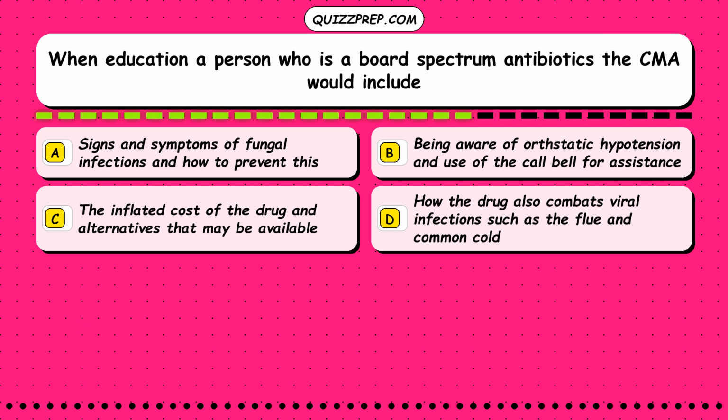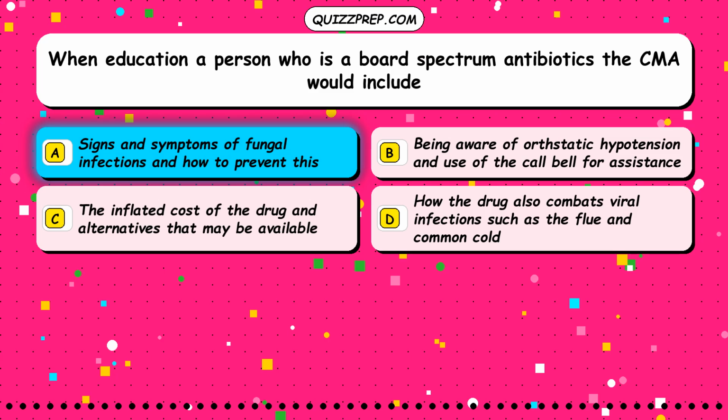Signs and symptoms of fungal infections and how to prevent this. Option B. Being aware of orthostatic hypotension and use of the call bell for assistance. Option C. The inflated cost of the drug and alternatives that may be available. Option D. How the drug also combats viral infections such as the flu and common cold.